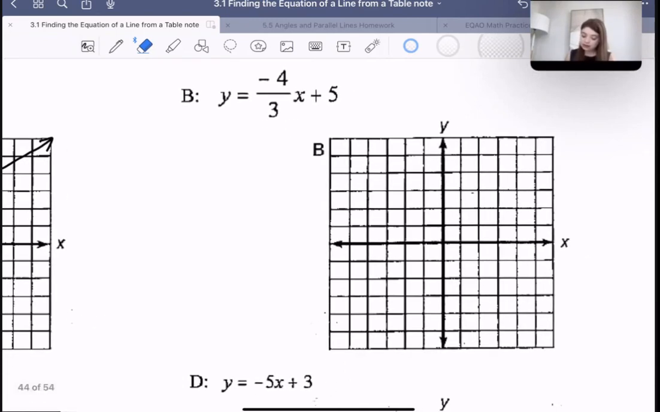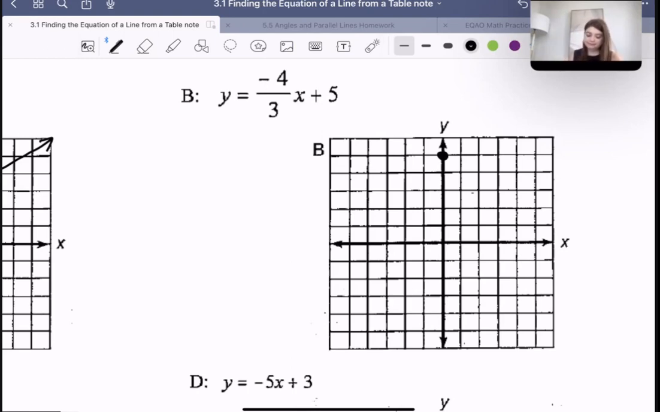So let's try for b. For b, it says negative 4 over 3x plus 5. So what's our b value? It's that last part of the equation. It's that plus 5. So I'm going to find 5 in here. There we go. There's 5.